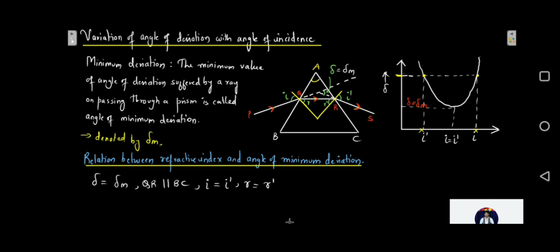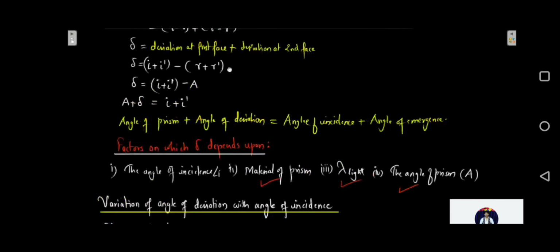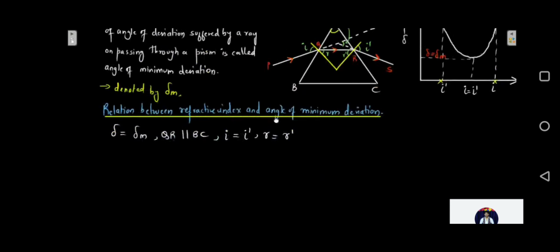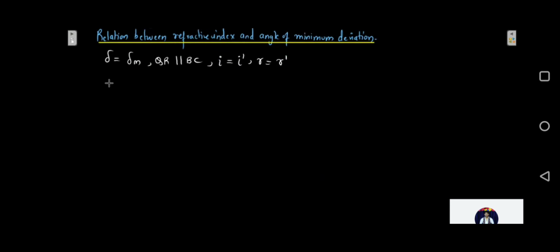So if you remember, on top we have derived the two expressions that we are going to use right now. This I had written in red over here: A is equal to R plus R dash. This is one expression we are going to use, and the second expression is the angle of prism plus angle of deviation gives us the angle of incidence plus angle of emergence. This is the second relation I'm going to use over here. So let us take them one by one. The first one I will consider: A plus delta is equal to I plus I dash. Now let us apply the condition of minimum deviation over here.